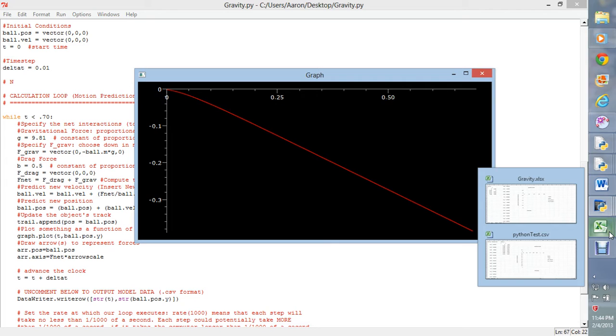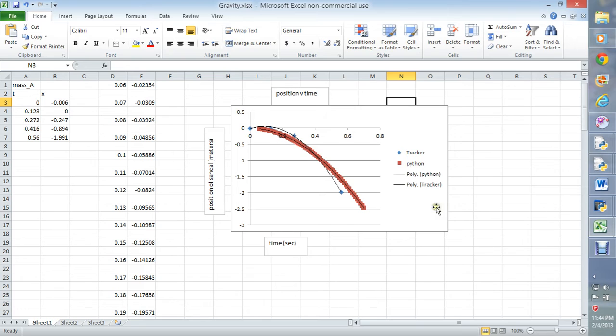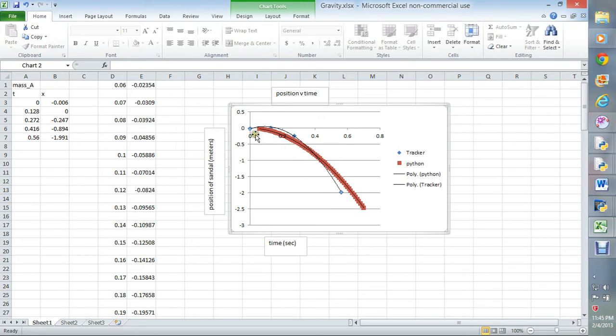After I did both Tracker and Python, I put the data into Excel. This is the sandal being dropped. The red is the Python and the blue is the Tracker program. They're pretty close together, but not exactly, because my video camera didn't have quite enough frames per second to get a good, accurate analysis of the fall. I only got about 4 time frames in here, so it's not the most accurate, but it's still pretty close to what the Python gave me.